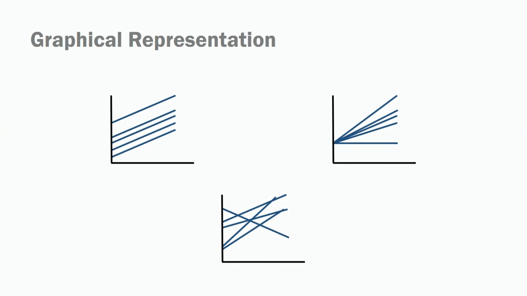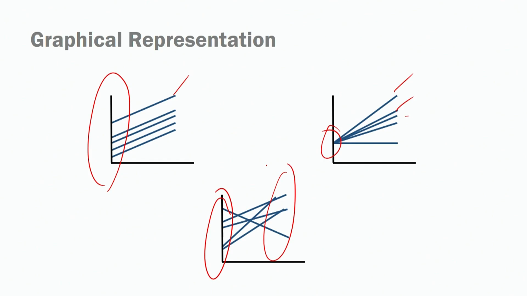And as a graphical representation again, we have intercepts that vary but not slopes. We have slopes that vary but not intercepts. And we have slopes and intercepts that vary between teams, across groups, if you will.